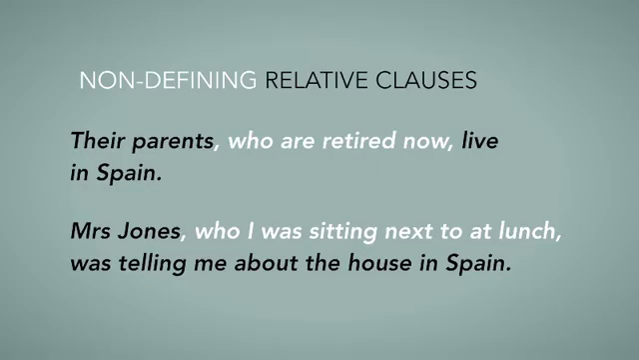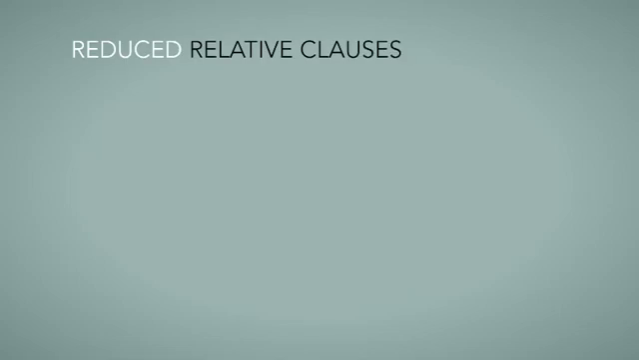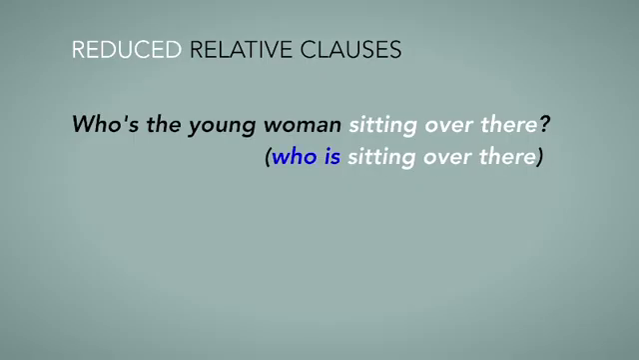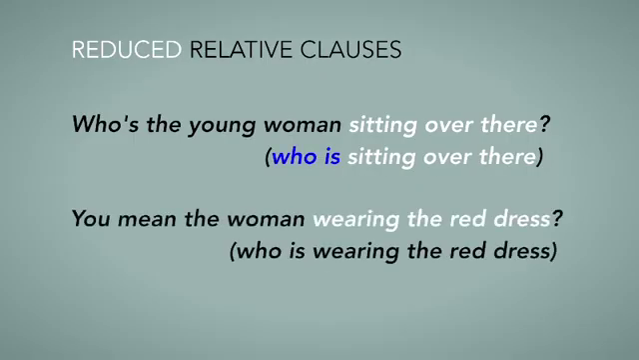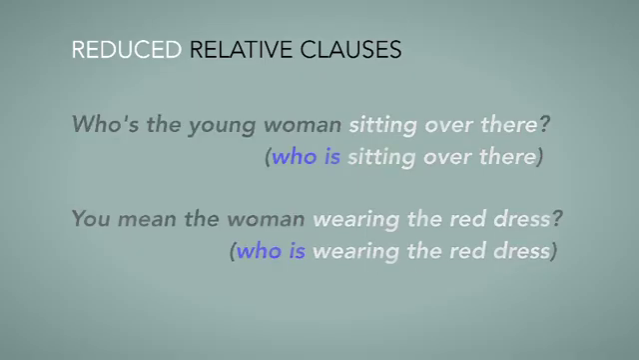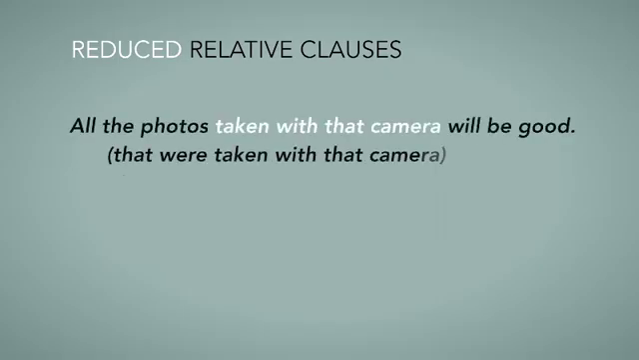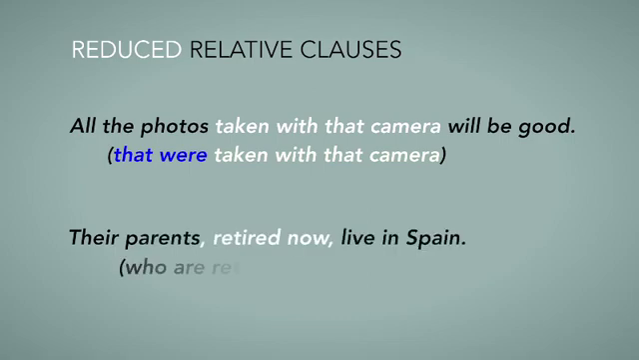Sometimes you can just use a participle instead of a relative pronoun and a full verb. These are called reduced relative clauses. You use a present participle for active verbs. Who's the young woman sitting over there? You mean the woman wearing the red dress? And a past participle for passive verbs. All the photos taken with that camera will be good. Their parents, retired now, live in Spain.